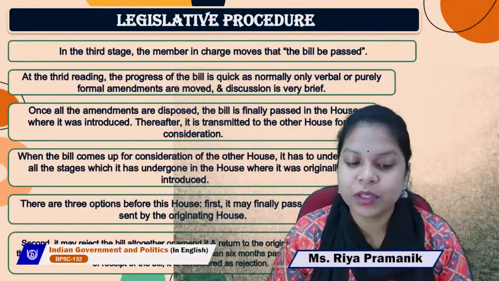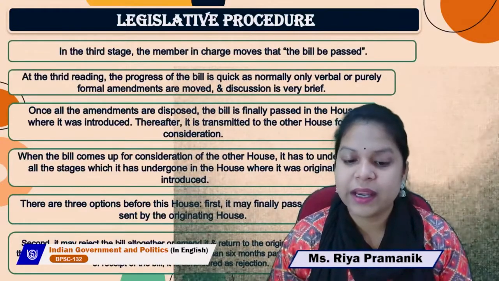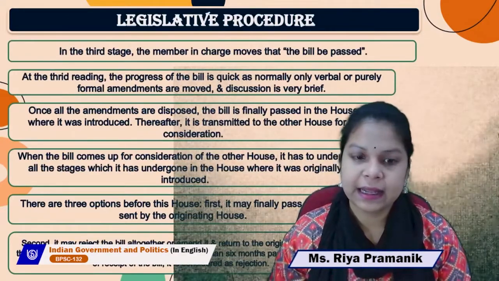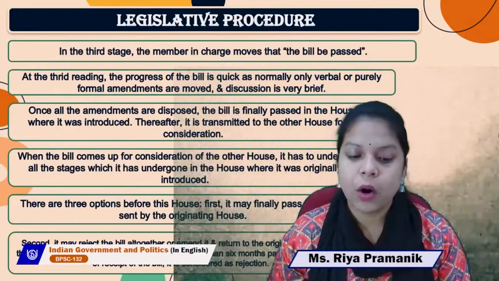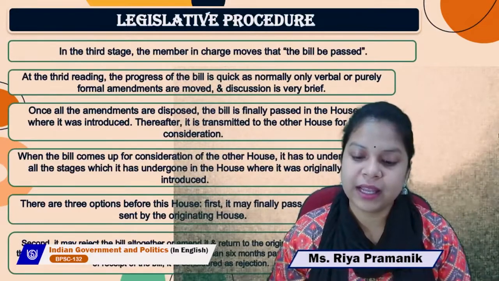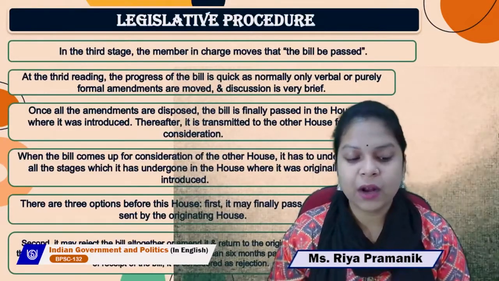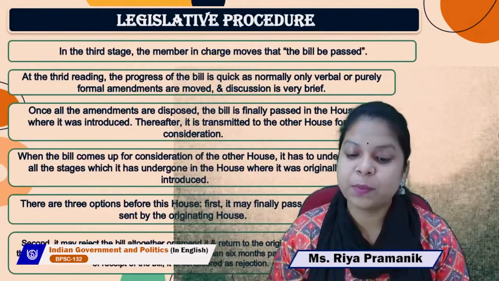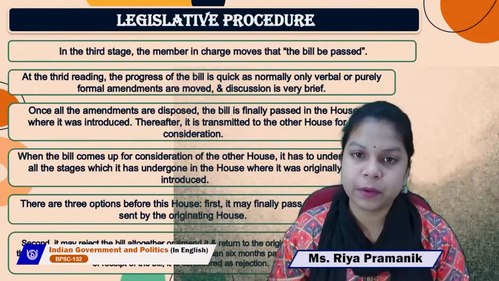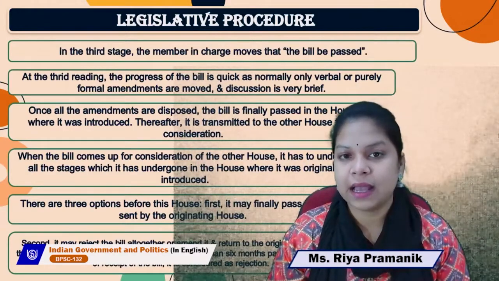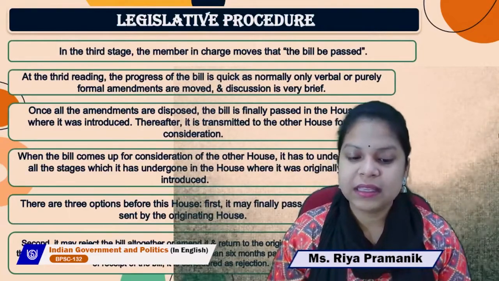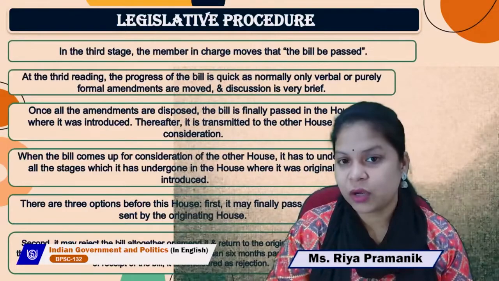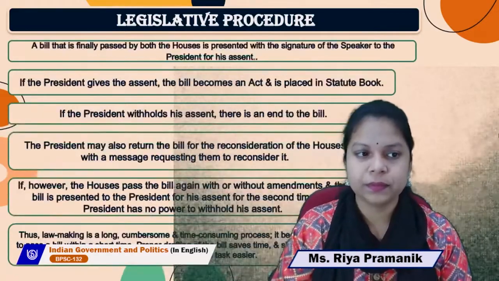There are three options before this house. First, it may finally pass the bill as sent by the originating house. Second, it may reject the bill altogether or amend it and return it to the originating house. And third, it may not take any action on the bill, and if more than 6 months pass after the date of receipt of the bill, it is considered as rejection. So these are the three options which can happen with a bill which comes to the next house.